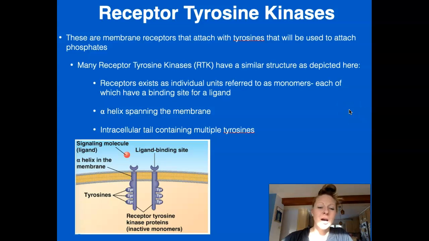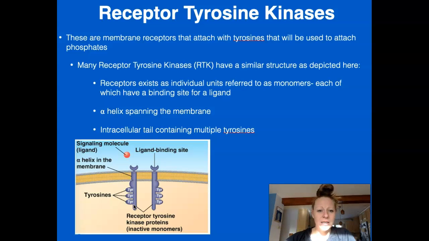Second cellular response we're going to talk about are RTKs, receptor tyrosine kinases. And so these, once again, are transmembrane proteins that are going to have ligands or signaling molecules that are going to attach externally. And the internal part of the transmembrane proteins are going to have multiple tyrosines on the inside. And so this should remind you that phosphates can bind to tyrosines. So this should indicate a little bit as to what's going to happen.